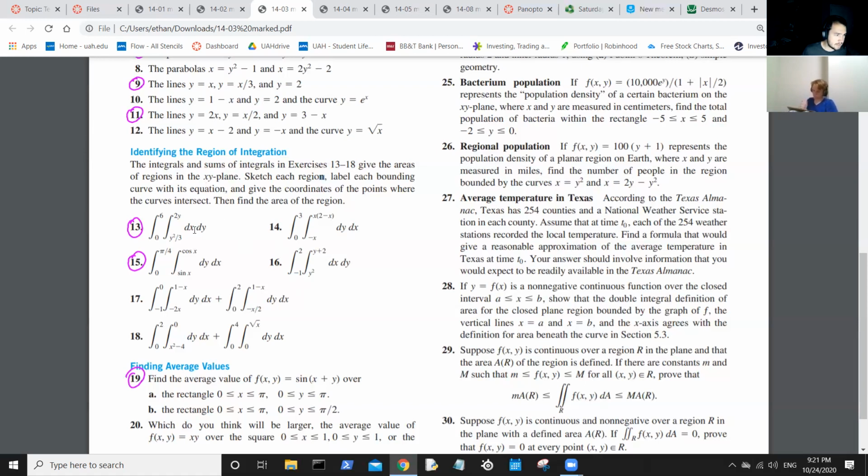And then it has us label each bounding curve with each equation, so make sure to do that, and then give coordinates where the curves intersect. So you have the origin. And wait, do these intersect at 0 and 6? They should, because if you look at the second integration, you have your bounds. So the trick is, if you take y equal to x over 2 and y equal to root 3x, the only thing that makes them equal is 0, but it does make them equal. Thereby, they intersect at 0.